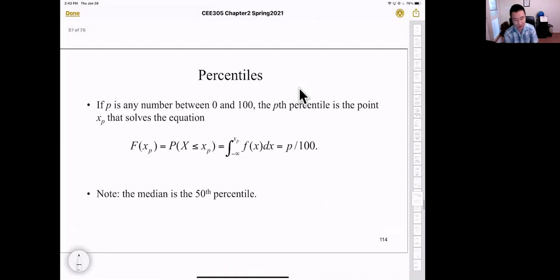And for percentile, based on the same idea, we can calculate any p-value, any percentile. The p percentile is the point xp that resolves this equation. Whatever the p-value is, you can resolve the p percentile, the integral of fx dx. And of course, the median is the 50th percentile.